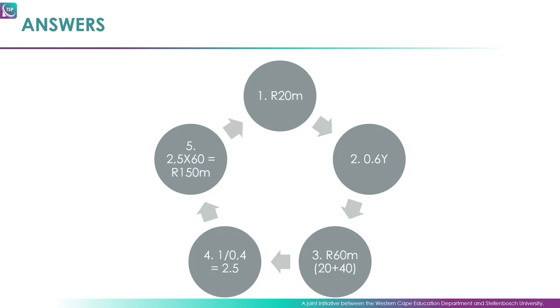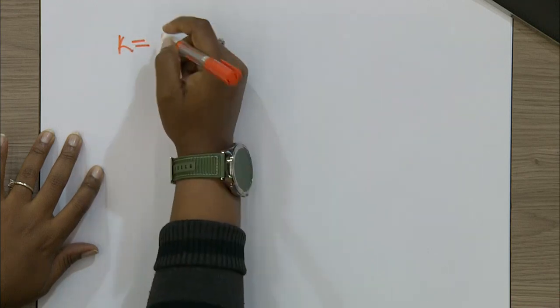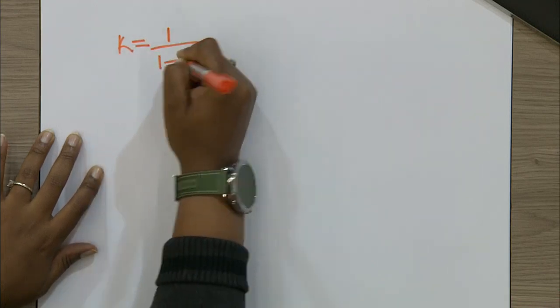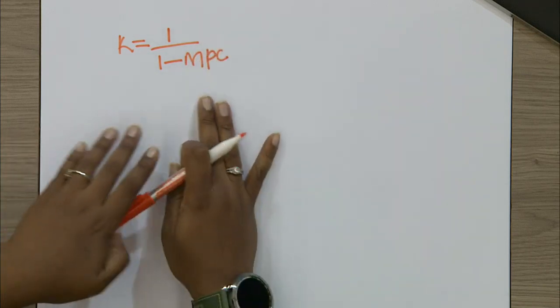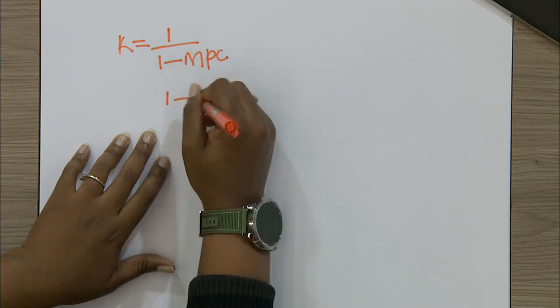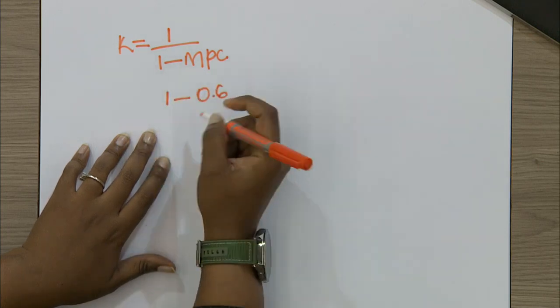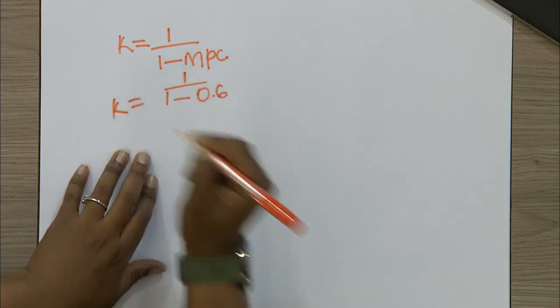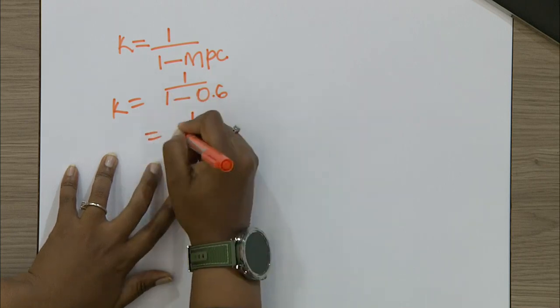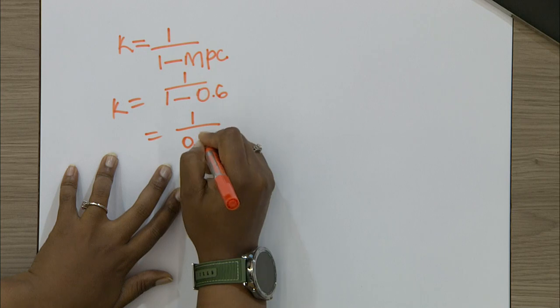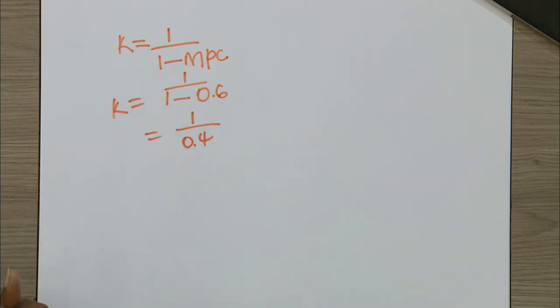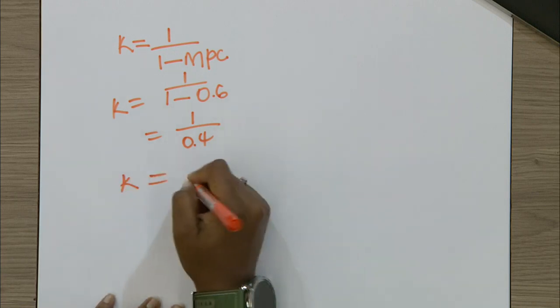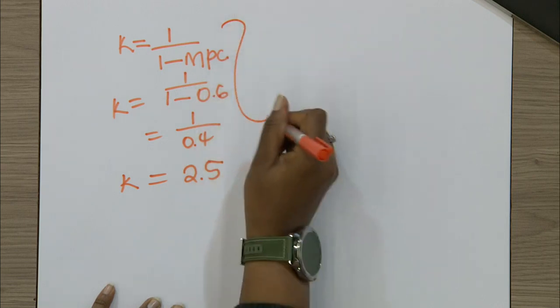It's 0.4. So now the formula says K is equal to 1 divided by 1 minus MPC. So now we substitute the MPC: 1 minus 0.6. We are left with 0.4. So K is equal to 1 divided by 0.4. Just in case people are wondering, how did we get to that? So now the multiplier is 2.5. So this is how you calculate.